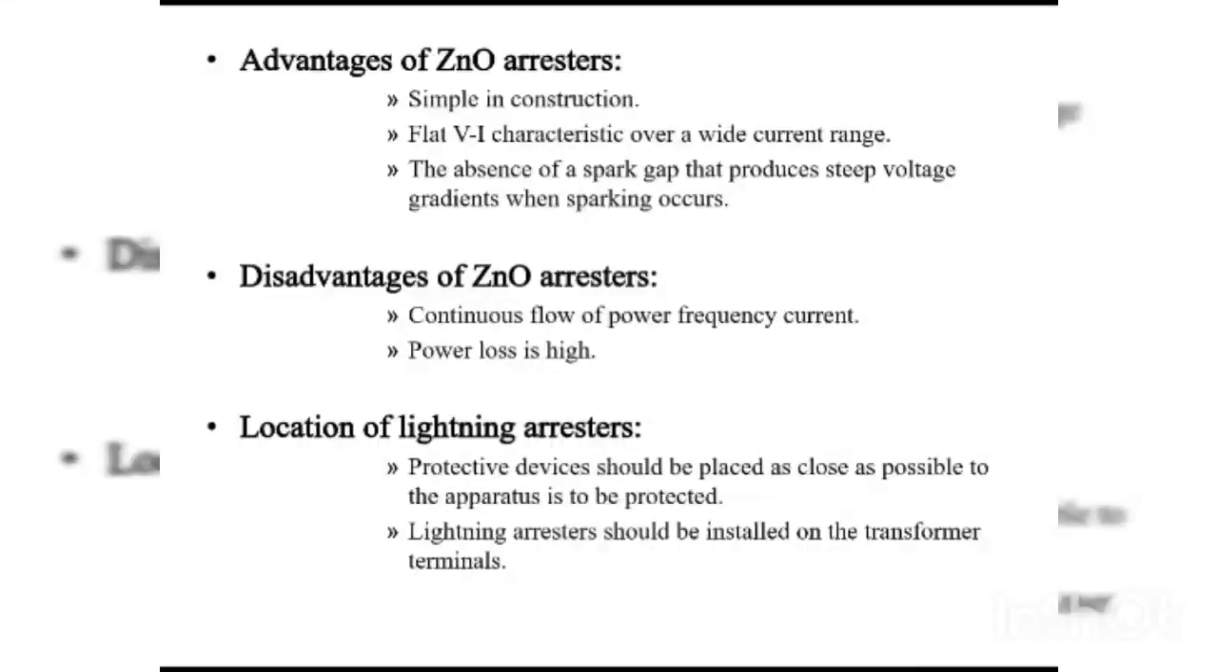Location of lightning arresters: we should consider where a lightning arrester should be placed. The protective devices should be placed as close as possible to the apparatus to be protected. That means the lightning arrester should be placed as close as possible to the apparatus which must be protected. Lightning arresters should be installed on the transformer terminals.